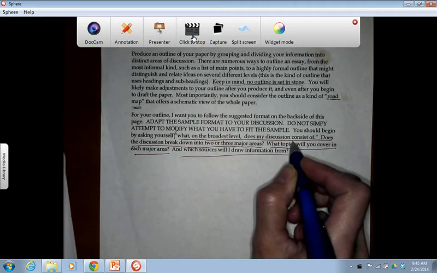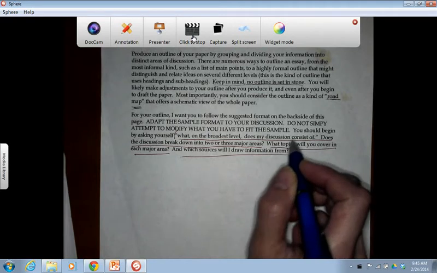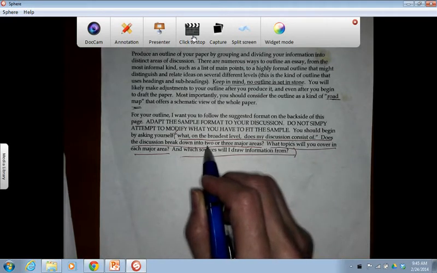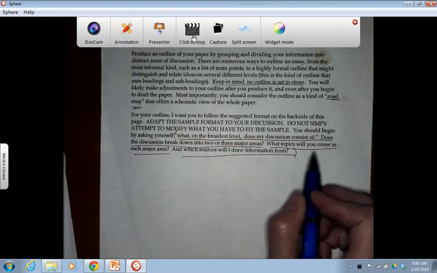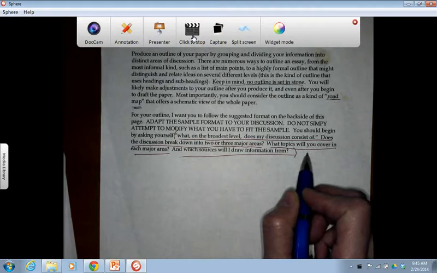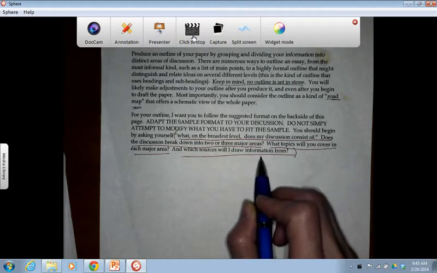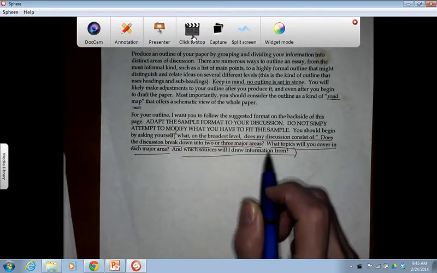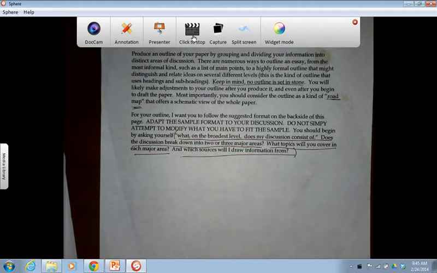What is your main topic? Okay, does it break down into 2 or 3 main areas that you can look at? And we're going to be talking about that here in a second. What topics are you going to cover in each of those areas? And what sources are you going to draw from them?